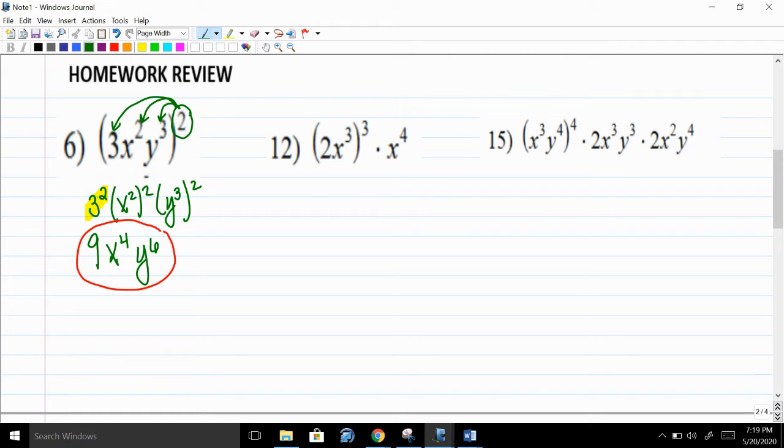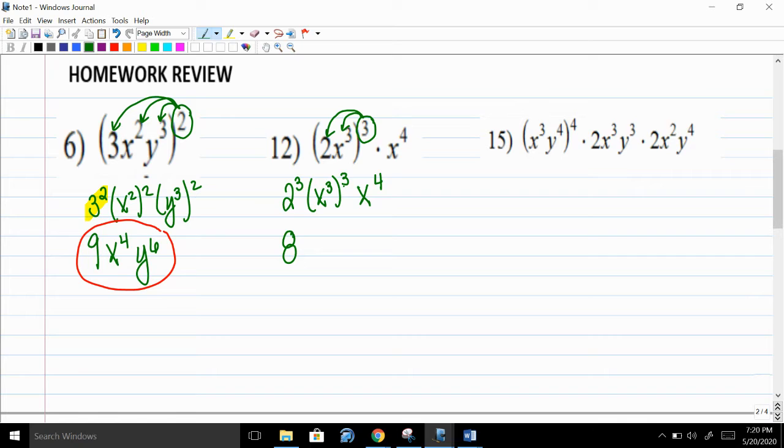Okay, number 12. You have to start with the cubed. That cubed goes to the 2. So I have 2 cubed. Then I have x to the third to the third. That 3 goes there. This x to the fourth just kind of hangs out and waits. 2 to the third power again, that's not 2 times 3, so your answer isn't 6. That's 2 times 2 times 2, which is 8.